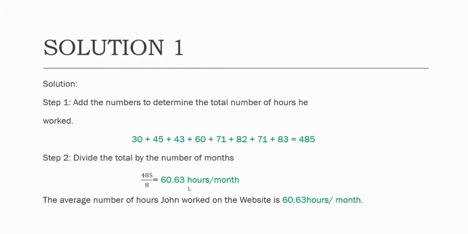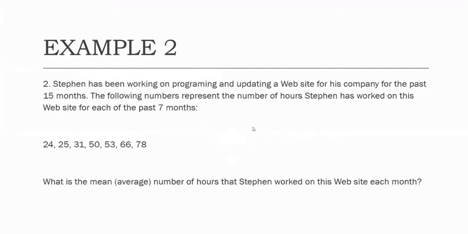Don't forget, your final answer should be in statement form. So the average number of hours Jean worked is 60.63 hours. That is in 1 month. That's all, right? Okay, so how about number 2?